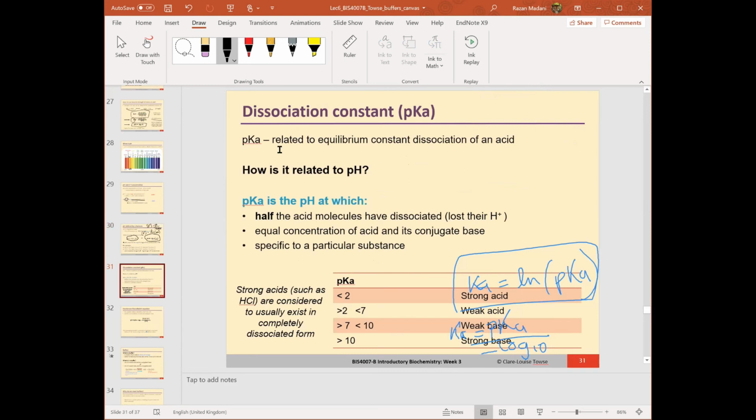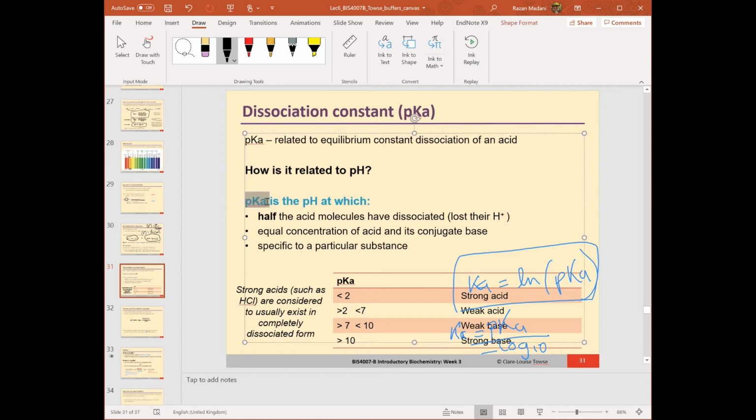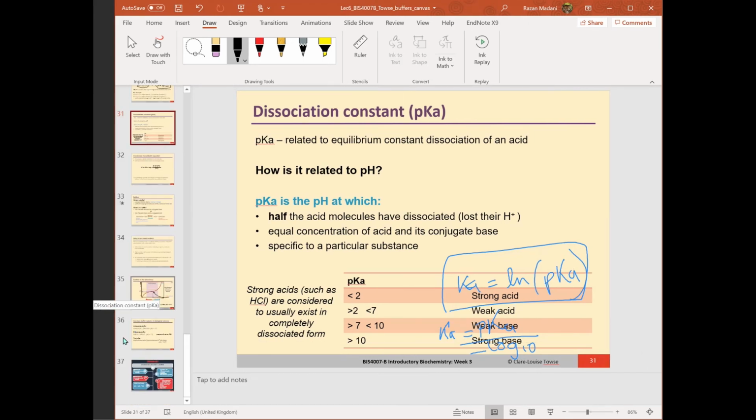So pKa is related to the equilibrium constant of dissociation of an acid. It is the pH at which half the acid molecules have dissociated, which means lost their H plus. So this is like a constant, pKa. It tells you the conditions for it. I'm just going to write those down as well.